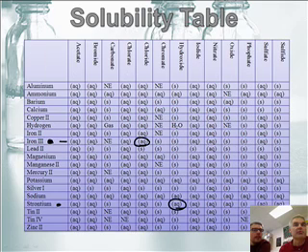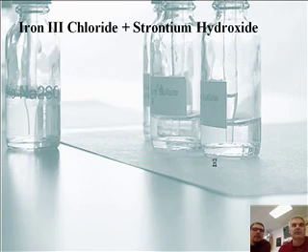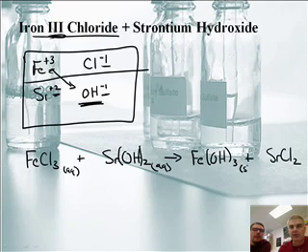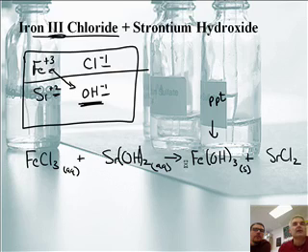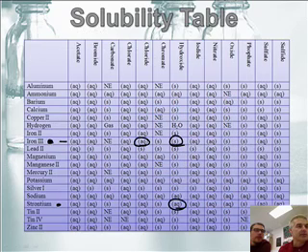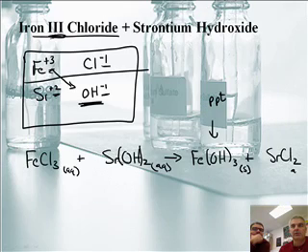Here's my iron, and we want to put it with hydroxide, which will be right there. Solid, that's the dead giveaway. When this is a solid, what do we call that? Precipitate. This right here is your precipitate, PPT. And then strontium chloride is aqueous. So this reaction works. It's going to happen.